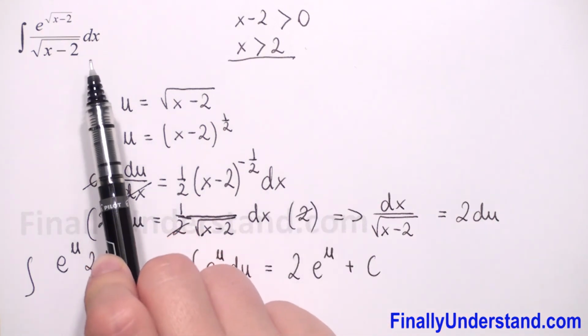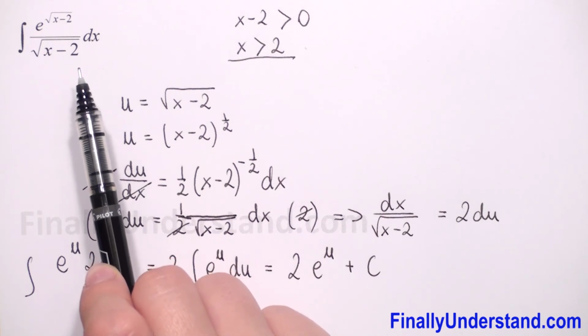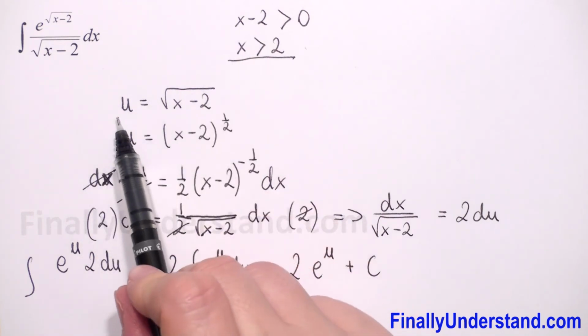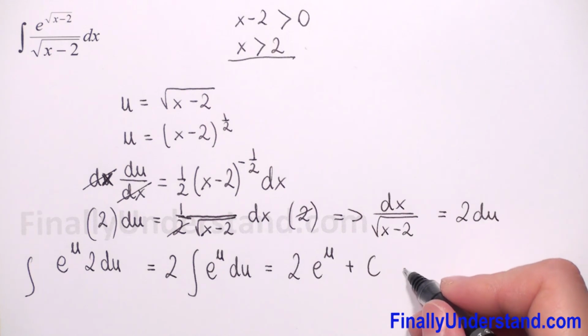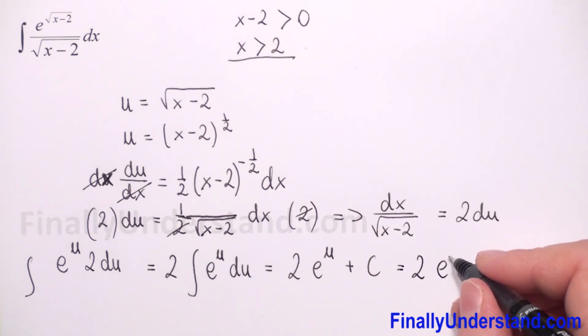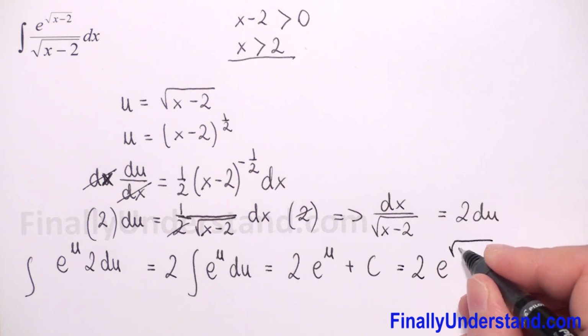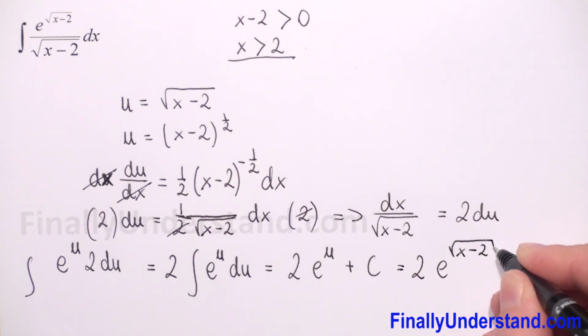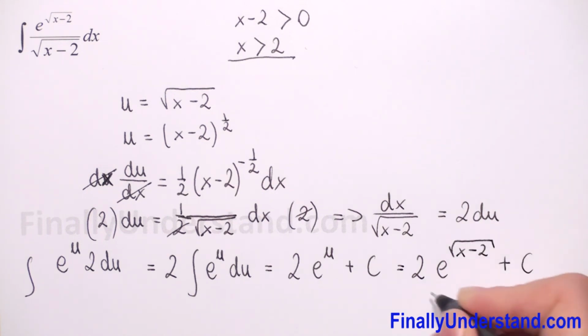At the beginning, we have our indefinite integral with respect to x, so we have to come back to our substitution. So this is equal to 2 times e to the power square root of x minus 2 plus constant C. This is my solution.